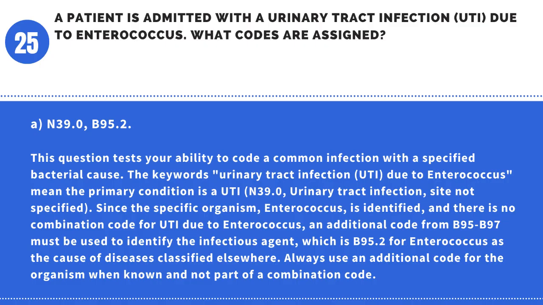N39.0, B95.2. This question tests your ability to code a common infection with a specified bacterial cause. The keywords urinary tract infection, UTI, due to enterococcus mean the primary condition is a UTI, N39.0, urinary tract infection, site not specified. Since the specific organism enterococcus is identified and there is no combination code for UTI due to enterococcus, an additional code from B95-B97 must be used to identify the infectious agent, which is B95.2 for enterococcus as the cause of diseases classified elsewhere. Always use an additional code to identify the organism when known and not part of a combination code.